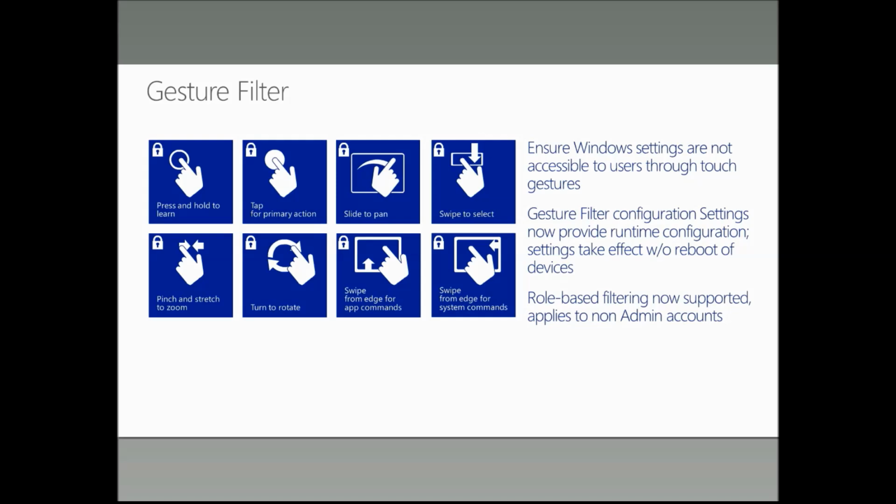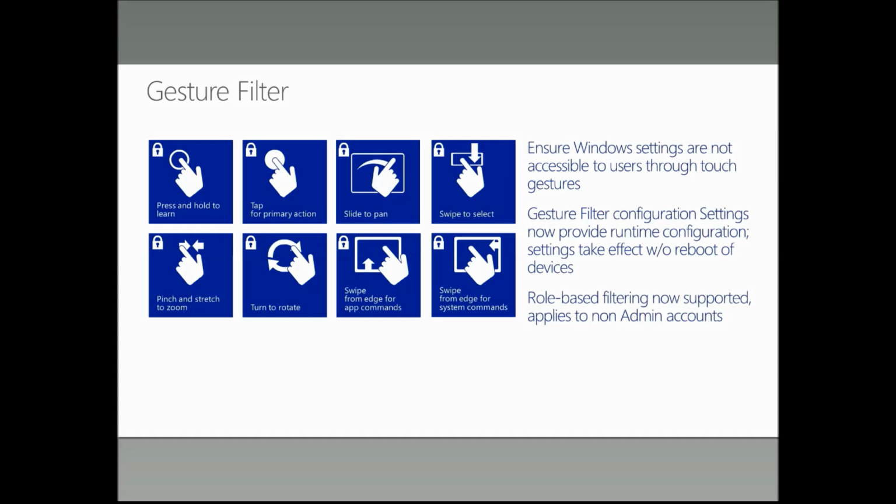Maybe you don't want to have the charms bar, the settings available in Windows Embedded 8 when you swipe from right to left, or the contextual app commands when you swipe from bottom to up. Or maybe you just don't want an application that supports pinch and stretch or some of those gestures. So you can filter those gestures in Windows Embedded Industry 8.1 to make sure that you provide a consistent locked-down experience for your device. Next slide, please.